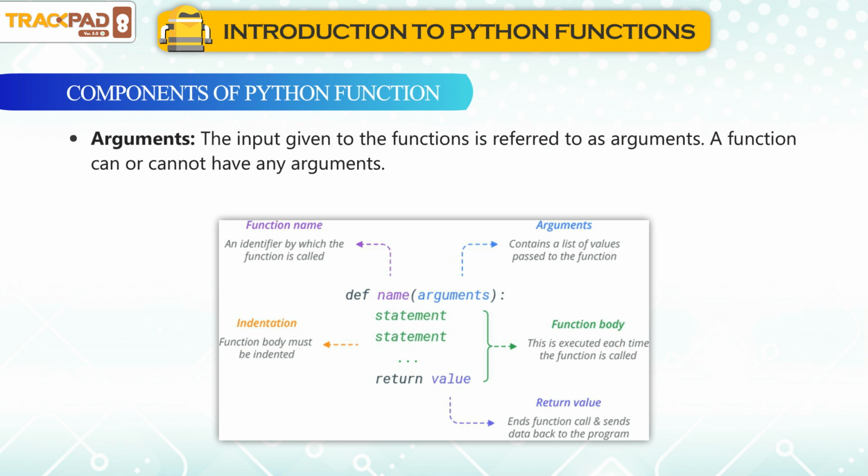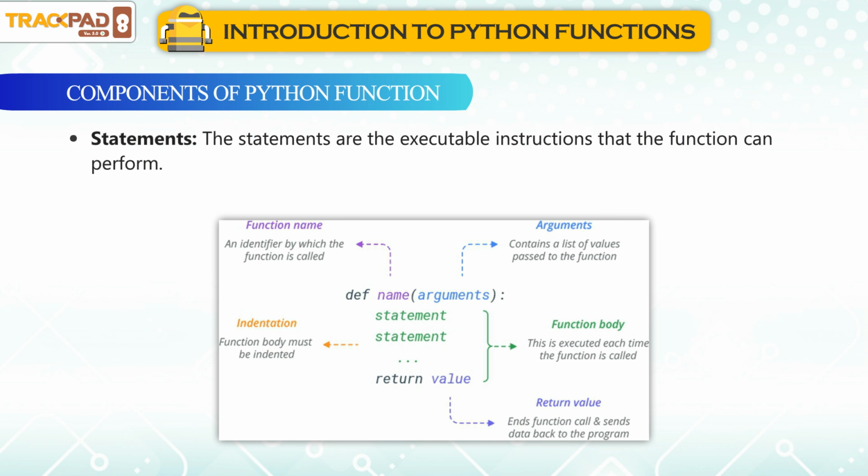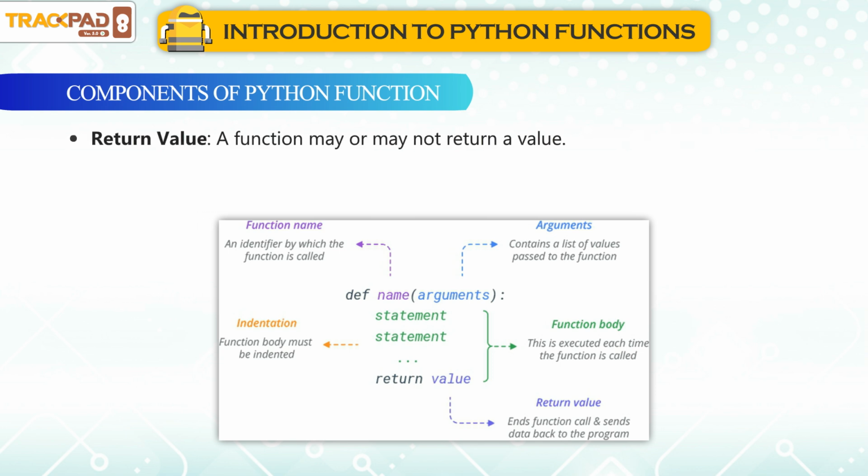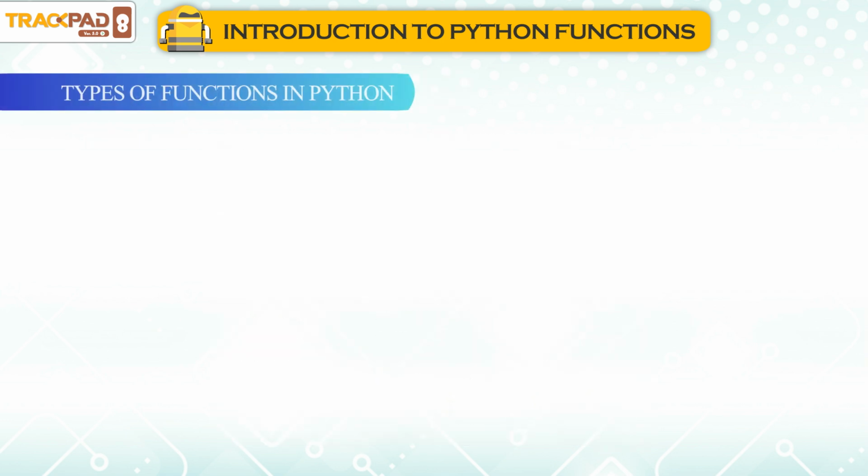Arguments. The input given to the functions is referred to as arguments. A function can or cannot have any arguments. Statements. The statements are the executable instructions that the function can perform. Return value. A function may or may not return a value. Types of functions in Python.